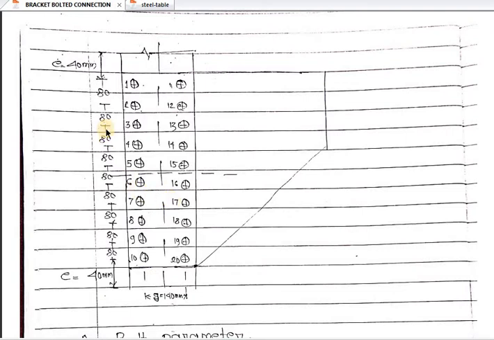So we have already calculated the pitch value. The pitch value is 80. So we have written the center to center distance of the two bolts as 80, 1 to 2 is 80, 2 to 3 is 80, and so on. So 80 is the pitch value. What about the edge distance? The corner bolt to the edge of the I section comes to be 40 mm. That is the edge distance. Again this part is also the edge distance. So in this way edge distance is also used.